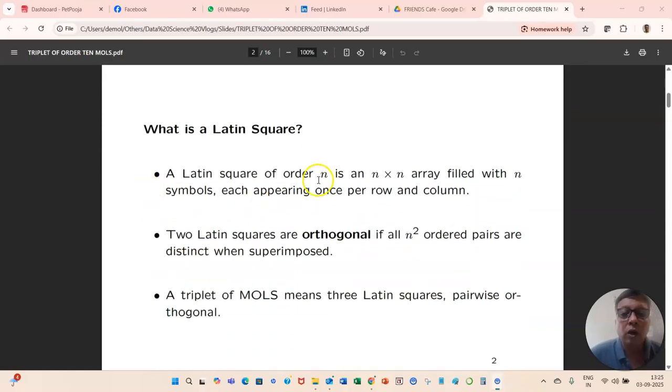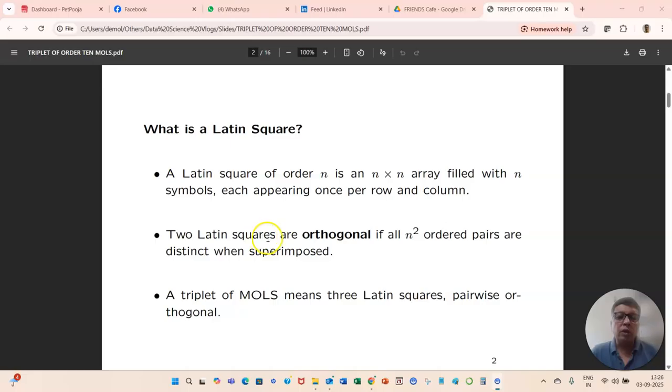A Latin square of order n is an n by n array filled with n symbols, each appearing once per row and column. So in every row and every column there will be all symbols, or there should not be any duplicate in any symbol or in any column.